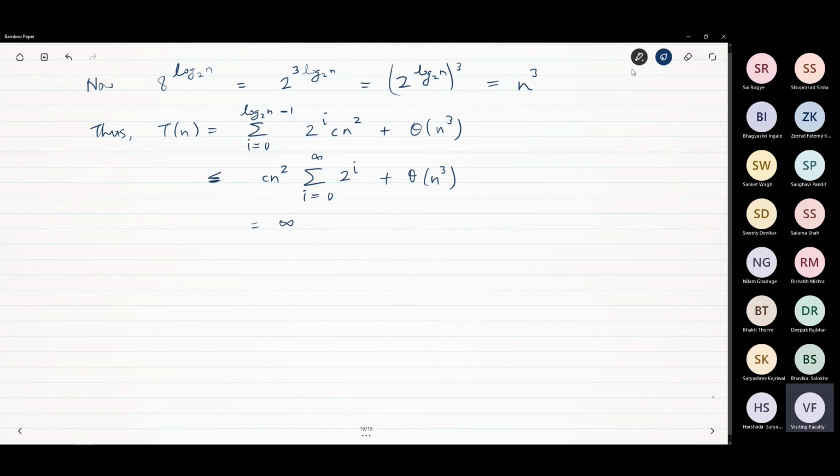What we do is we go back again. At least you should have reached this stage, all of you. So we go back again. We will not take summation up to infinity. We'll just take this and see what we get. That's equal to cn squared, summation i going from 0 to log n to the base 2 minus 1, 2 to the i, plus theta n cube. Alright, so cn squared, and what is this equal to now?